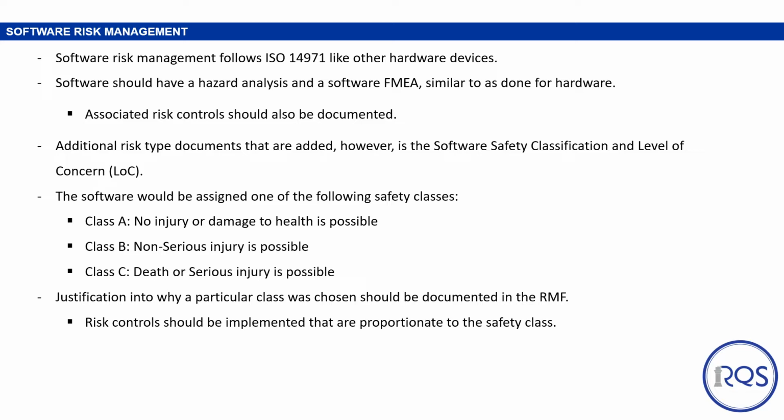The software can be assigned one of the following safety classes: Class A, Class B, or Class C. With Class A, no injury or damage to health is possible. With Class B, no serious injury is possible. And with Class C, death or serious injury is possible. Justification into why a particular class was chosen should be documented in the risk management file. Risk controls should be implemented that are proportionate to the safety class of the software.